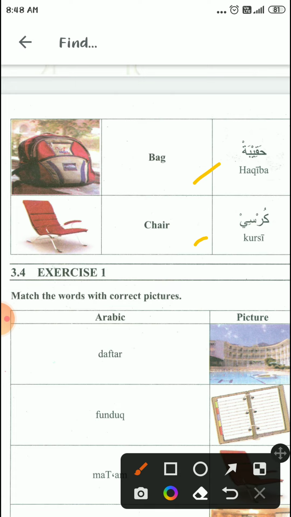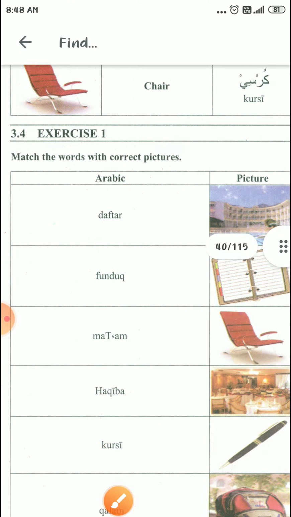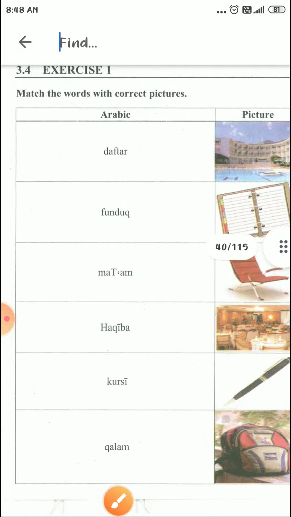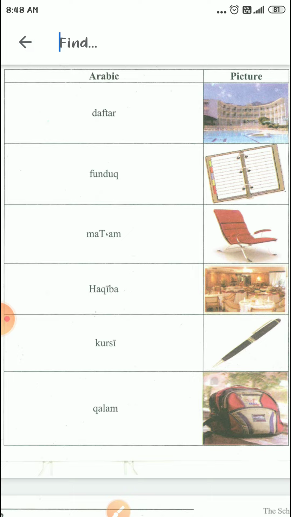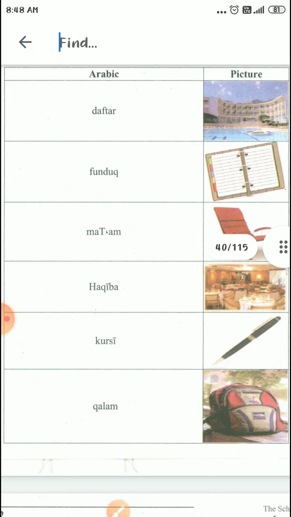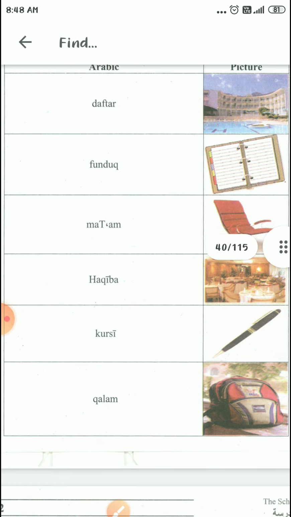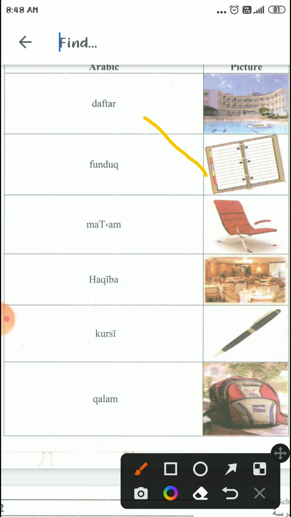After these new words, there is an exercise in which we have to match the words with the correct pictures. First one is daftar. Daftar means notebook. Funduk means hotel. Mat'am means restaurant. Haqiba means bag. Kursi means chair. Qalam means pen.